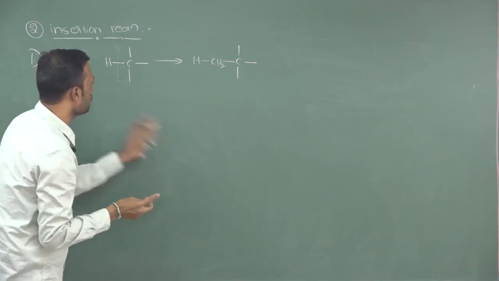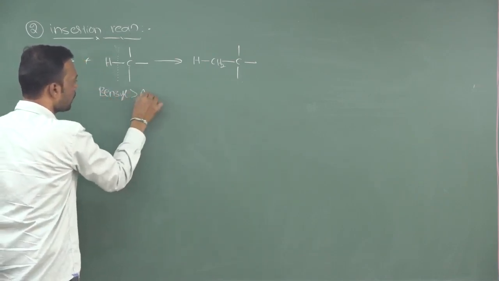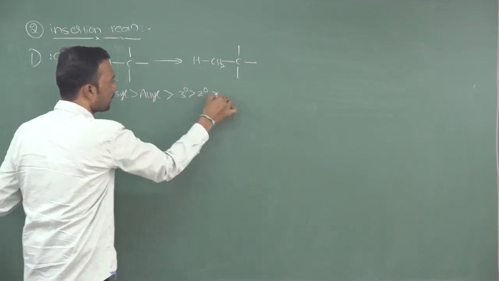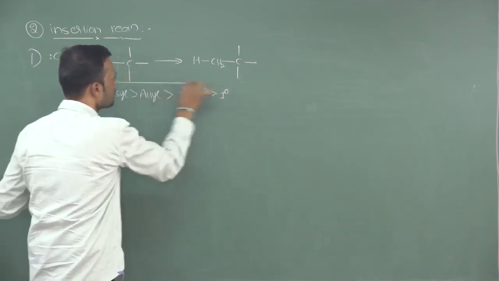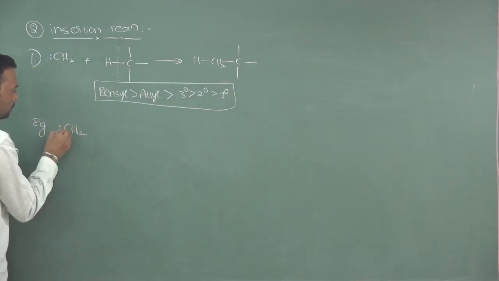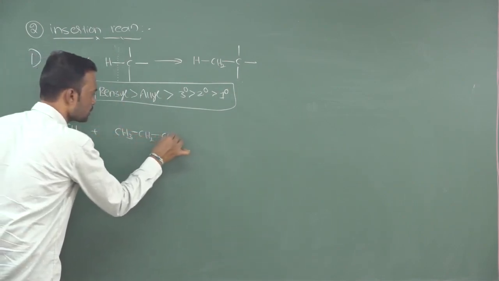So this order you should always remember. Insertion is preferred for benzyl, then followed by allyl. Then this order belongs to tertiary, secondary and what is one more? Primary. This is the insertion reactions order. So one example I will give. Just listen, this is a carbon. Now I am giving a hydrocarbon part. This is CH2 and this is CH3.